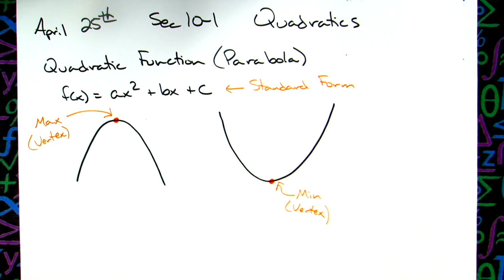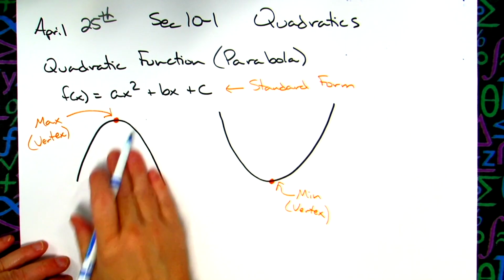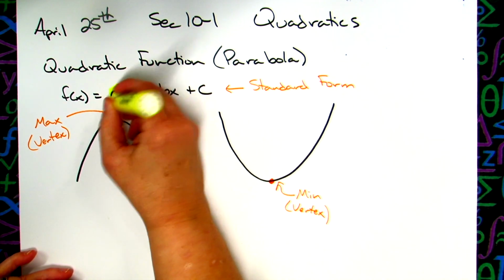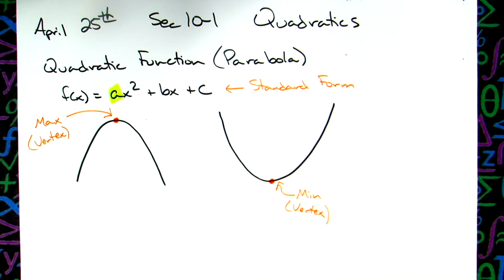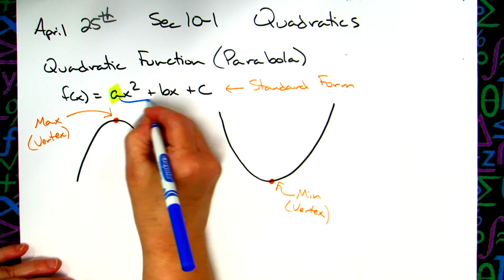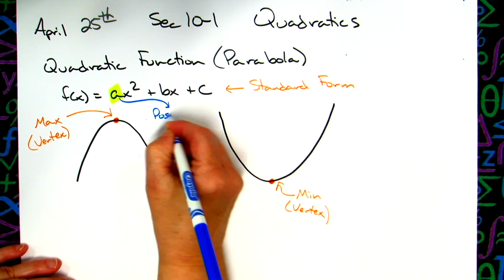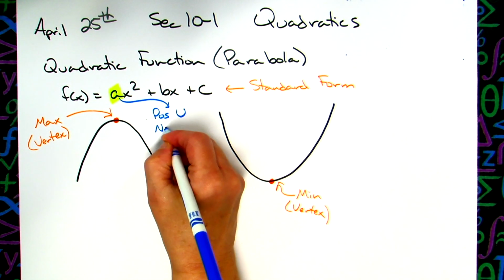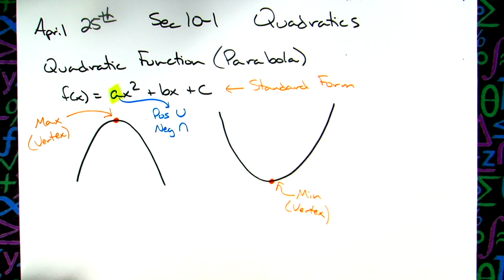Now, something that if you've not been told or yet memorized, how do we know when it's upside down or right side up? This is upside down, this is right side up. We take a look at that A coefficient. All right, when the number A is positive, we know it's an upright parabola. If that first number is positive, we know it's an upright parabola. If it is a negative number, then it's an upside down parabola.